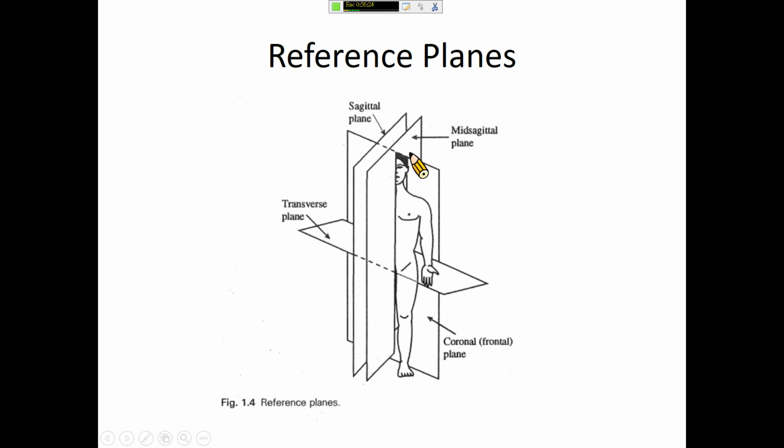The second plane is the one that divides the person into the front and the back. That is called coronal plane or frontal plane. Okay? The third plane that cuts the person into the upper and the lower two halves is called transverse plane. Okay, so there are three reference planes.